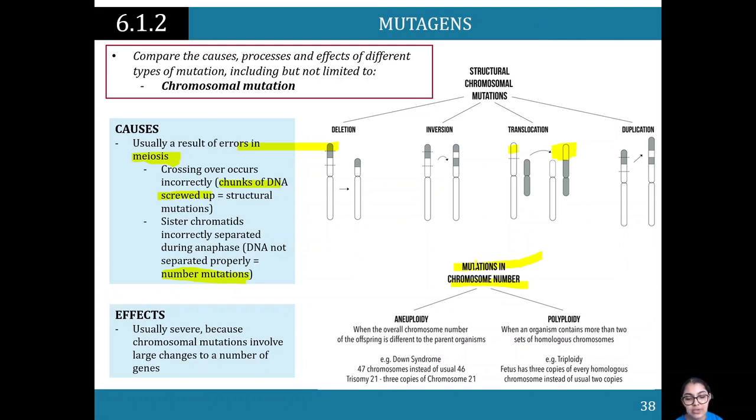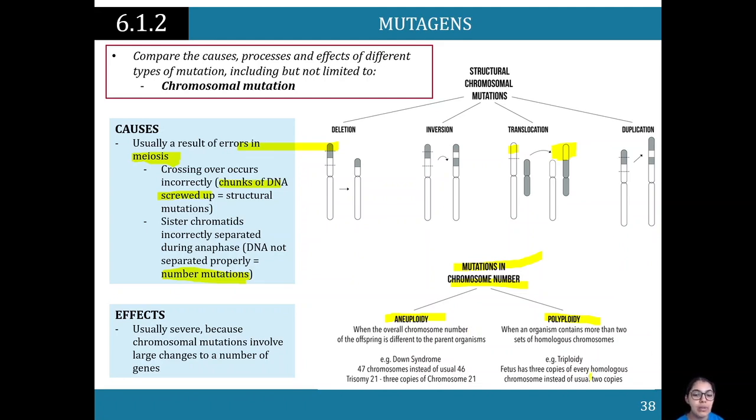The second one is mutation in chromosome numbers. For that, there's either aneuploidy or polyploidy. Aneuploidy is when the overall chromosome number of the offspring is different to the parent organism. So in the case of Down syndrome, the individual has 47 chromosomes instead of 46, because they have 3 copies instead of 2 for trisomy 21, which is chromosome 21.